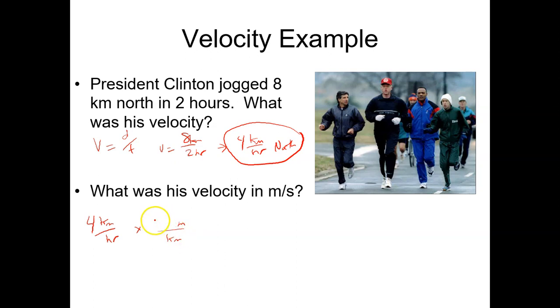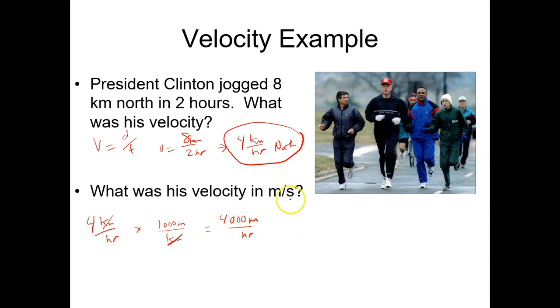So how many meters in a kilometer? Well, it's 1,000. You remember your conversion table, your King Henry died drinking chocolate milk kind of thing. So we have 1,000 meters in a kilometer. So we multiply it out, you'll see the kilometers cancel out, and I'm left with 4,000 meters per hour. And again, I'd have north.